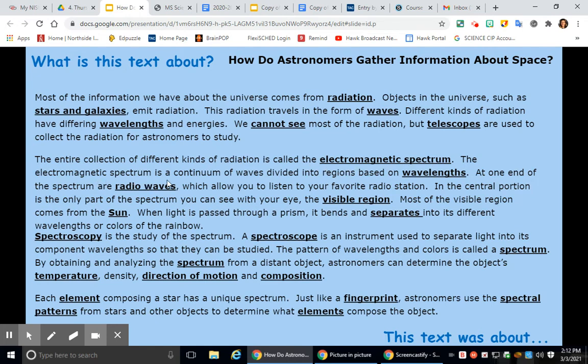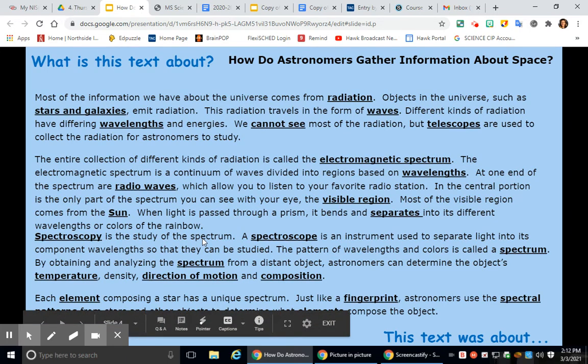The electromagnetic spectrum is a continuum of waves divided into regions based on their wavelengths. At one end of the spectrum are radio waves, which allow you to listen to your favorite radio station. In the central portion is the only part of the spectrum you can see with your eye, the visible region. Most of the region comes from the sun. When light is passed through a prism, it bends and separates into different wavelengths or colors of the rainbow.